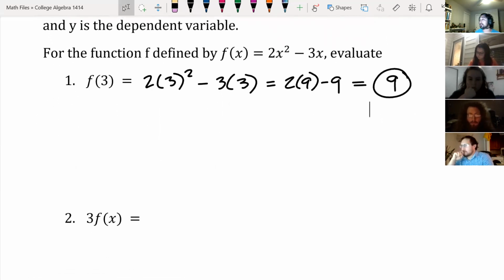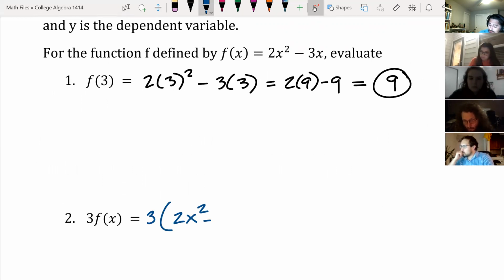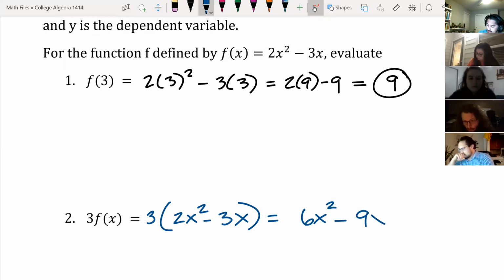Next, this says 3 times f of x. So all we're going to do for this one is take the function and multiply it by 3. We're not substituting anything in. We are multiplying the whole function by 3. That's it. So distribute that 3, and we get 6x squared minus 9x.